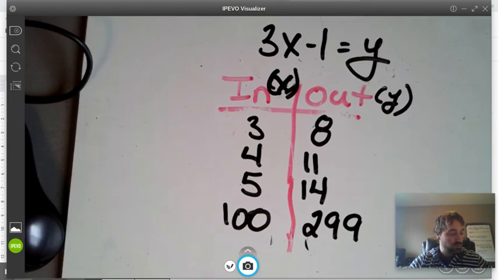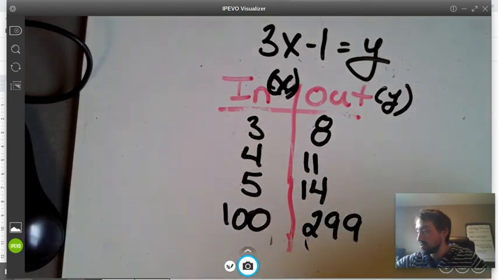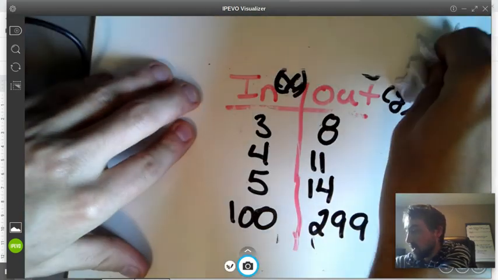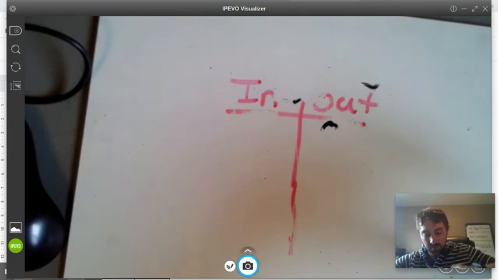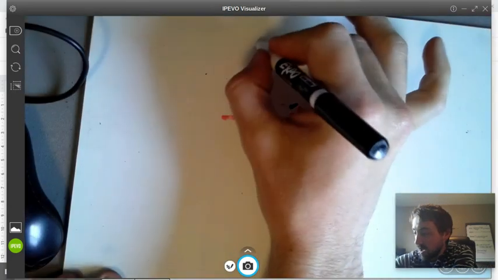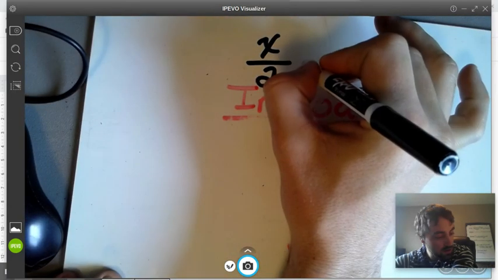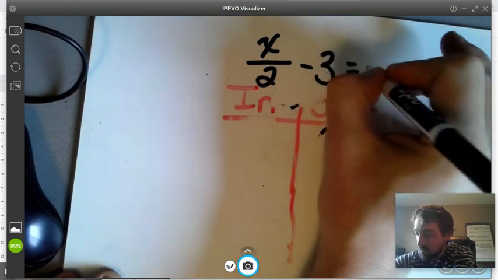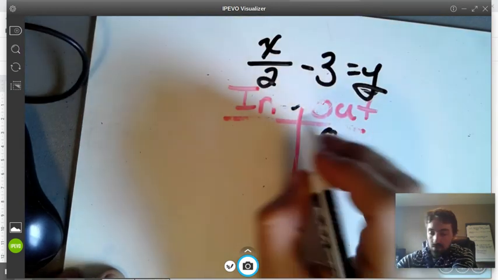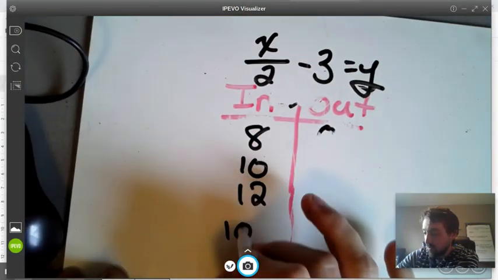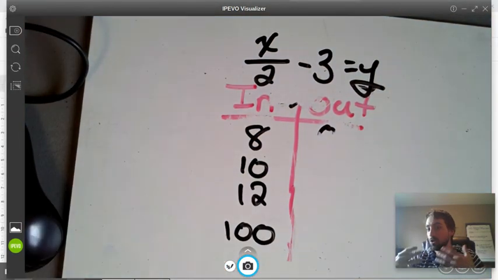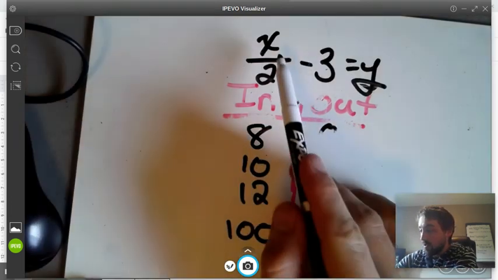We do have one more example because it is another two-step, and I do want to give it to you guys. And so let's just do that one quick. So another two-stepper with a division instead. We have x divided by 2 minus 3 is equal to y. We have 8, 10, 12, and 100. Now again, you simply put them in, follow proper order of operations, that's BEDMAS, and then follow through. So where the x is 8.